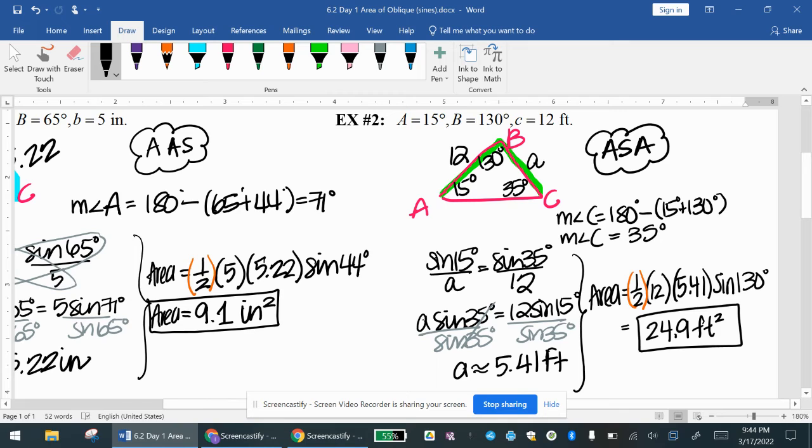Okay, this formula for finding the area of a triangle is specifically for any oblique triangle when you know what SAS is, side angle side. So if you're ready, go ahead and look at example 3. Look at the information you've been given.